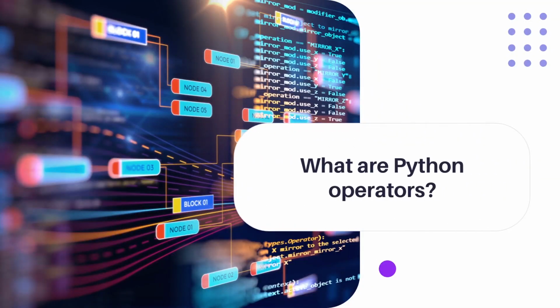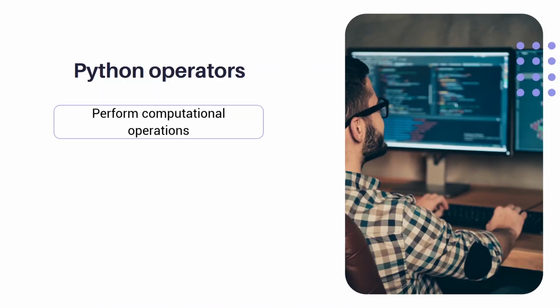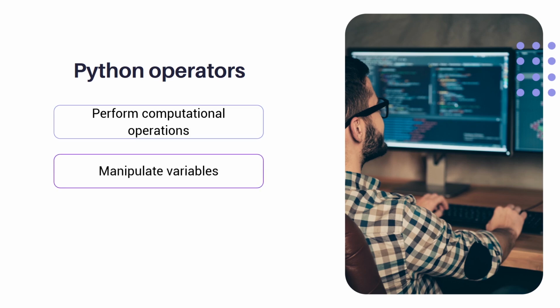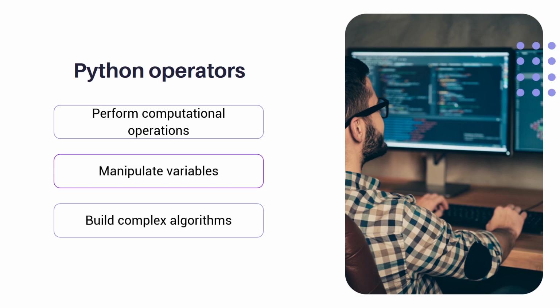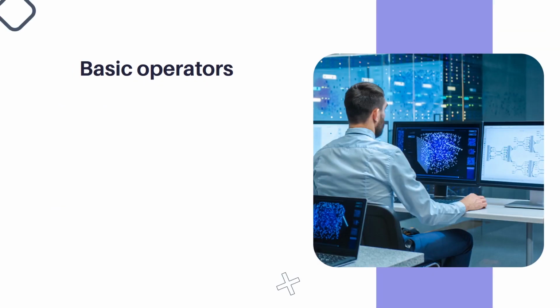Let's start off by addressing the following question: what exactly are Python operators? Well, simply put, Python operators allow us to perform computational operations. They also allow us to manipulate data variables, and lastly, they give us a really good opportunity to build complex algorithms. Now, when it comes to Python, there are roughly 7 operators in total, but for the most part, we will be focusing on the basics.